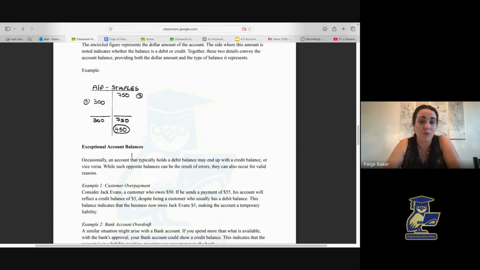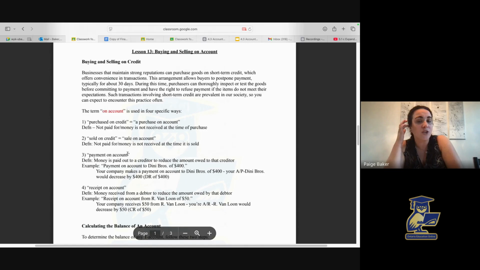So the key here is just to make sure that when you are recording your transactions, you are recording them on the correct side. And if you are finding that your balance at the end looks different or is on a different side than your beginning balance, make sure that it's not an exceptional balance, and make sure that you haven't made a mistake somewhere. Because again, with ledgers, and especially if we're doing it by hand, mistakes happen. So always double check and make sure that your accounts are correct.